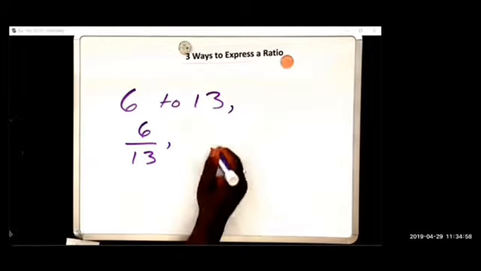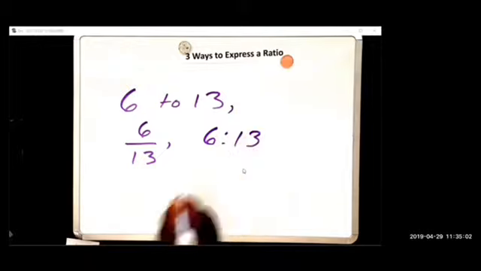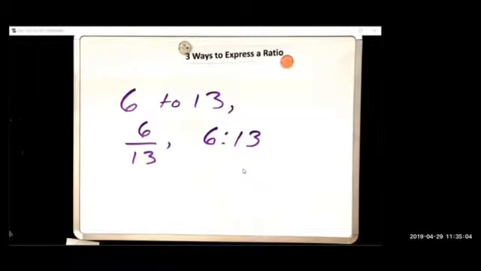Or we can write it as this, 6 colon 13. So, all right, this is what I call notation. You're looking at 3 different ways, 1, 2, and 3, to express a ratio. And all 3 mean the same thing.